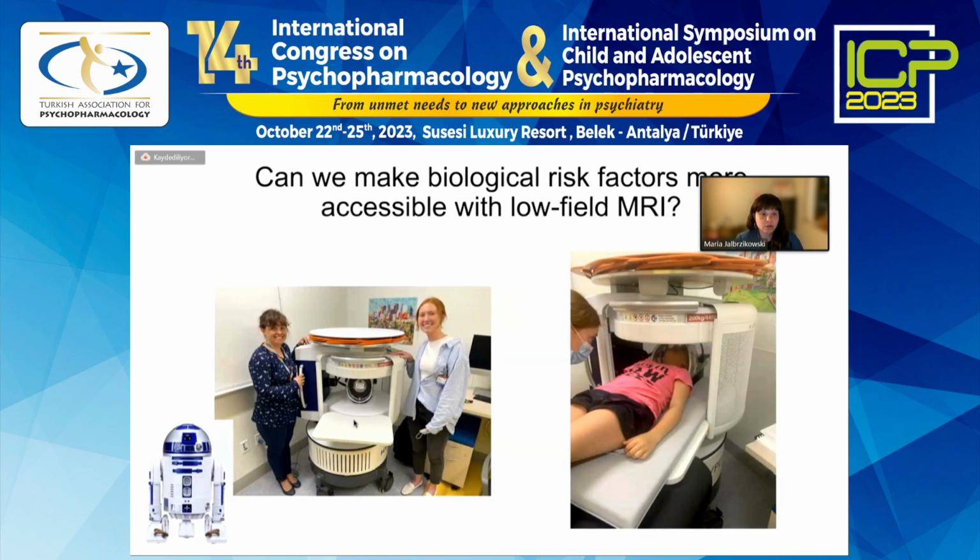And this is the low field scanner. This was probably one of the best days of my life. I was so excited to get it. And what we're doing is we're examining the relationship between the schizophrenia neuroscore generated in the 3T scan to the schizophrenia neuroscore generated with the low field MRI.